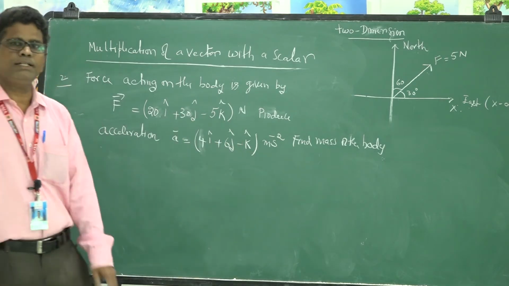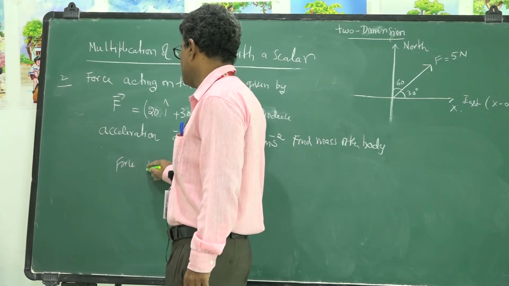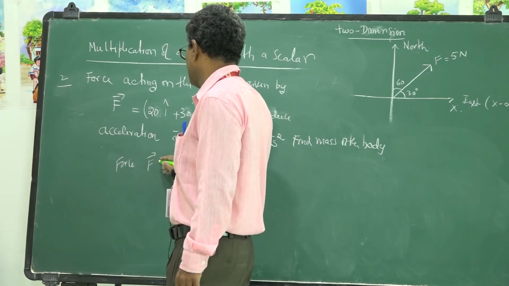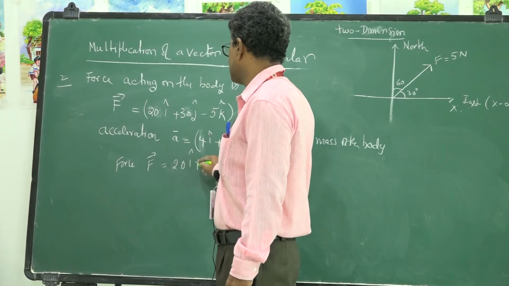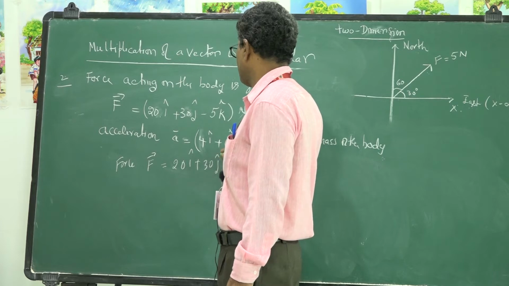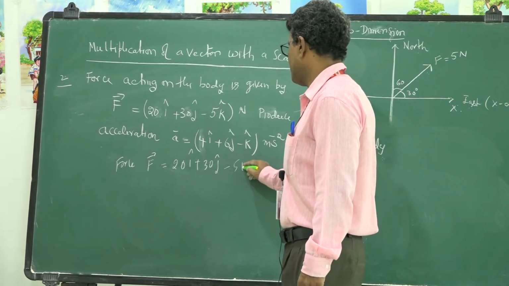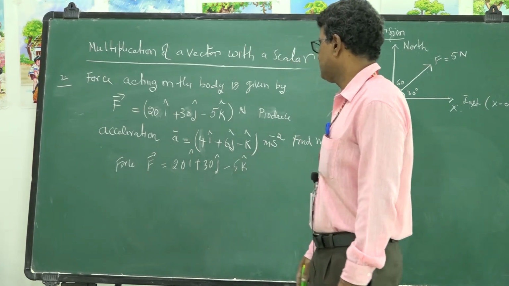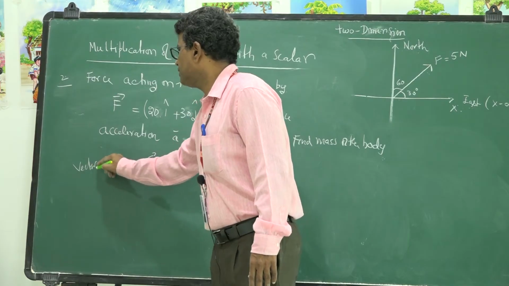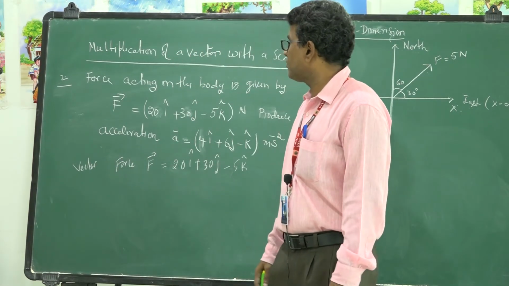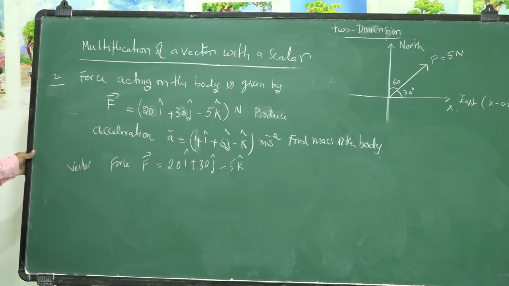You know that this force is represented with F bar. It is 20 i cap plus 30 j cap minus 5 k cap. This is the force acting on the body. It is a vector quantity. You know that force is a vector quantity.